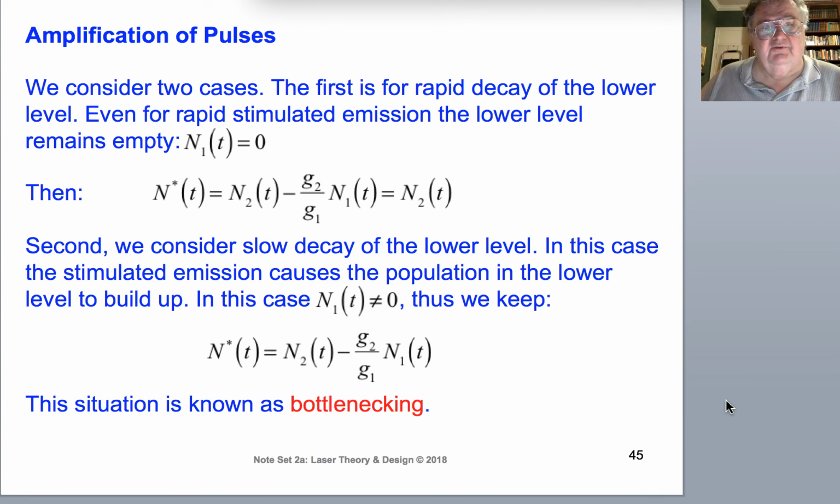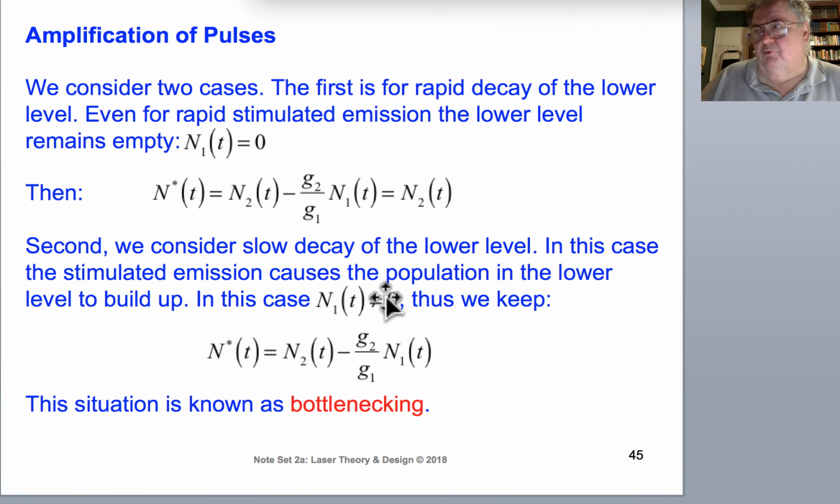We're going to consider two cases. The first is for a rapid decay of the lower level, that's N1. Even for rapid stimulated emission, so even if level 2 is depleted very rapidly, where do those atoms go? They go back to N1. But I'm going to assume the lifetime is so fast that N1 is always 0. So that means this inversion density, N2 minus (g2/g1) N1, becomes simply N2, since N1 is 0. That's another simplification, right?